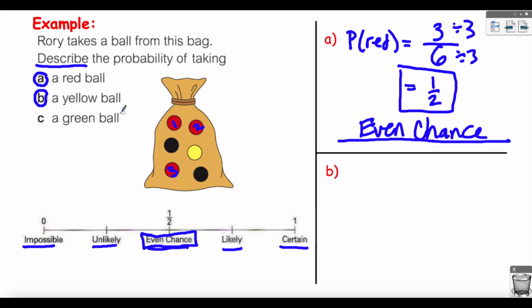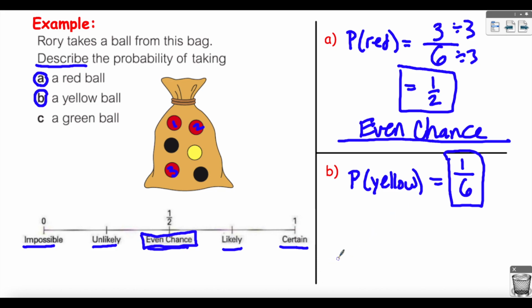All right, let's see if you got it. First of all, let's do like we did before. We'll find the probability of getting a yellow. How many yellows are there? There is 1 out of 6. You didn't have to simplify this one, so hopefully that's what you got. But you did not leave that as your final answer because you must describe the probability.